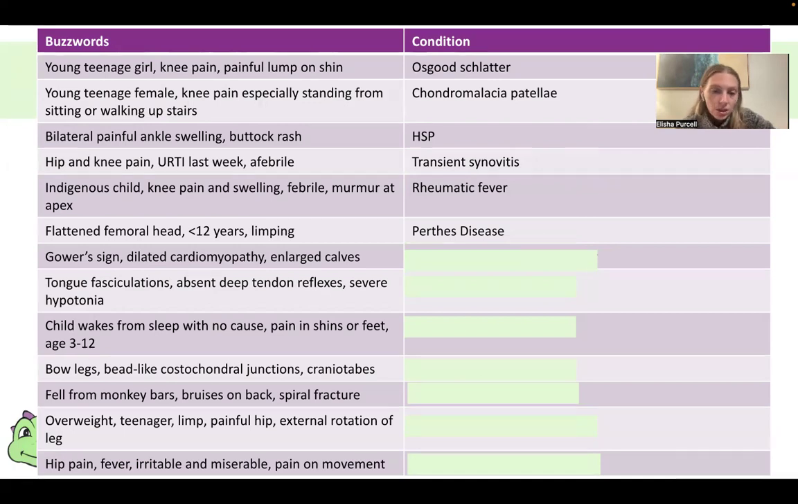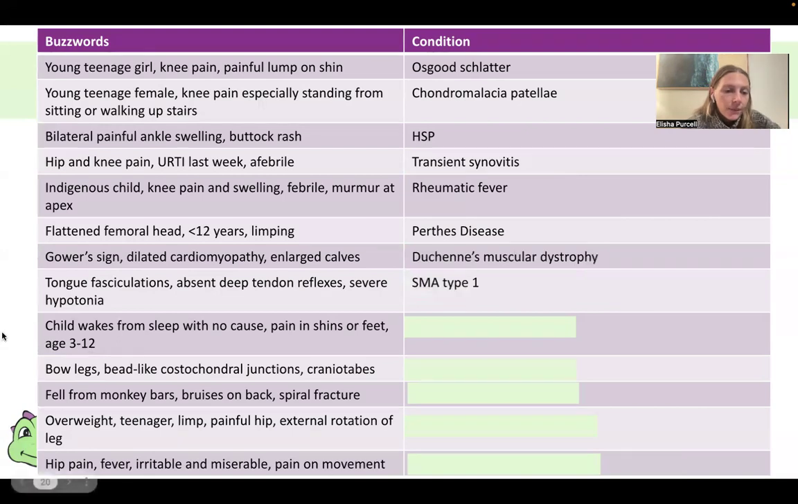So next one is Gower sign positive, dilated cardiomyopathy, enlarged calves. We'll cover this in neurology, so I'll just go over it briefly past this phrase because we're going to discuss it in neurology. It's Duchenne's muscular dystrophy. So next thing, tongue fasciculations, absent deep tendon reflexes, severe hypotonia. Again, we're going to discuss this one in neurology. It's spinal muscular atrophy.